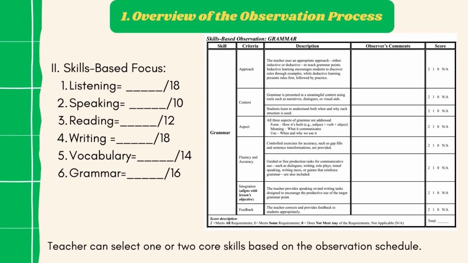Key to note that each skill has a different maximum score based on its complexity. For example, let's take a look at the listening skill, which is worth 18 points, since it involves scaffolding, strategies, and integration. While speaking is only 10 points, focused on fluency, feedback, and real-life tasks. Your VP will assess only the skills you teach, not all the skills.